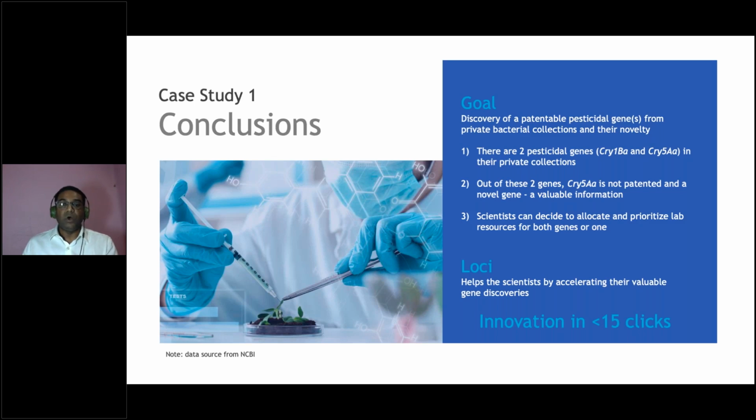And as you see, all these discoveries were made in less than 15 clicks. In this case study, we showcased it for 1 gene. Now imagine if a scientist is analyzing hundreds or thousands of genes for novelty and patentability information. Considering the challenges that we mentioned earlier, Loci can save weeks and months of scientist data mining time, so they can start conducting their downstream lab and fieldwork quicker and thus accelerate innovation.